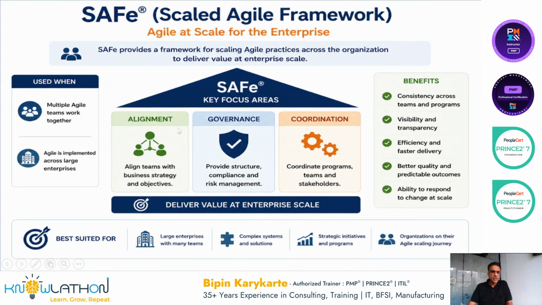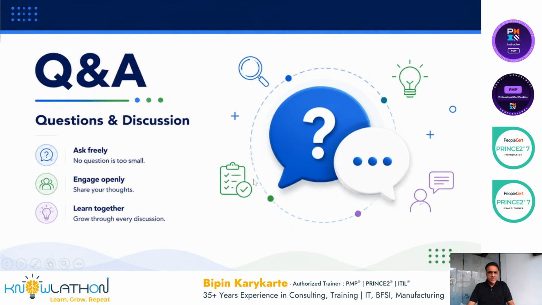Key focus areas are alignment: align teams with business strategy and objectives, and provide structure, compliance, and risk management. Coordination: coordinate programs, teams, and stakeholders. Benefits are consistency across teams and programs, visibility and transparency, efficiency and faster delivery, better quality and predictable outcomes, and the ability to respond to change at scale. So this is a basic understanding of what Agile is and some Agile frameworks.